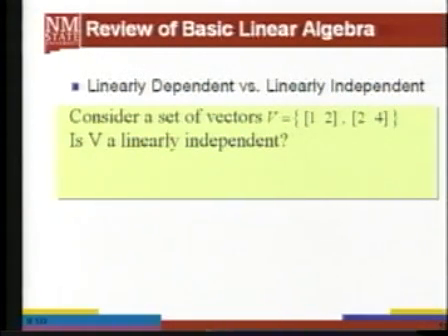Okay, then let me ask you. In this case, is V linearly dependent or linearly independent? Right. So in this case, V is a linearly dependent set of vectors.